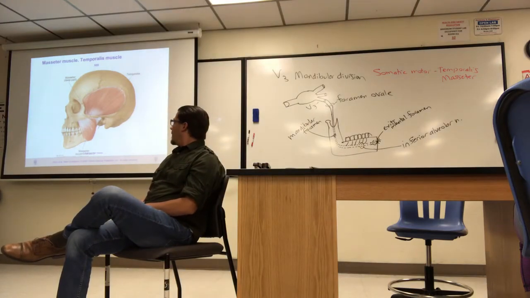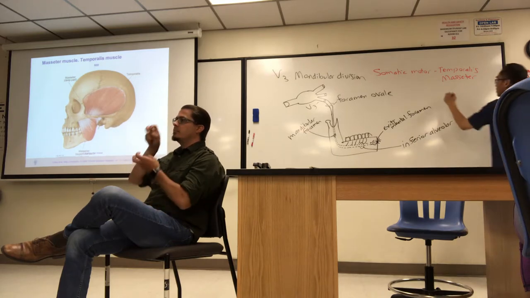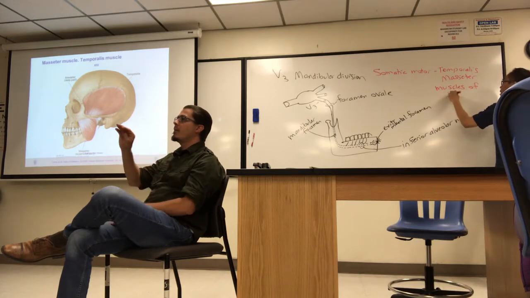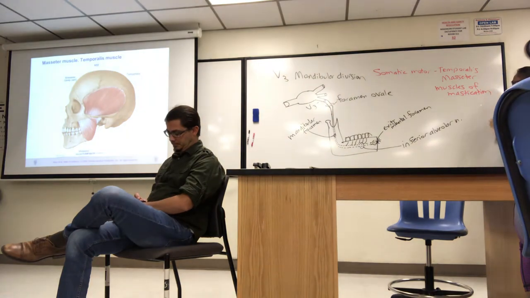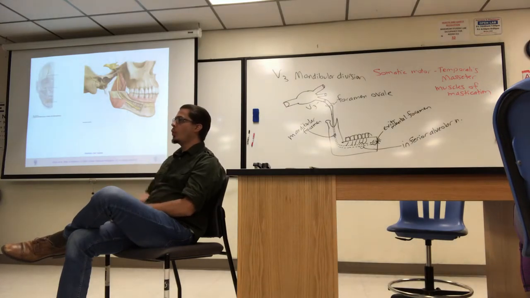Masseter and temporalis, they help close the jaw. Call them muscles of mastication. Mastication is basically the word for chewing in anatomy. Okay, there's a blank figure you can study.